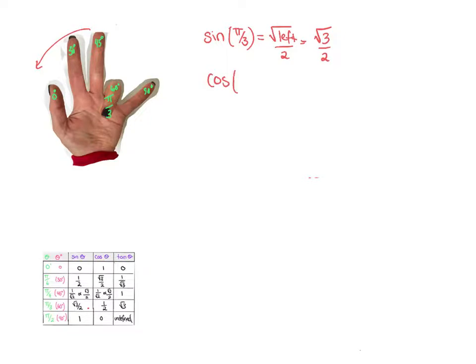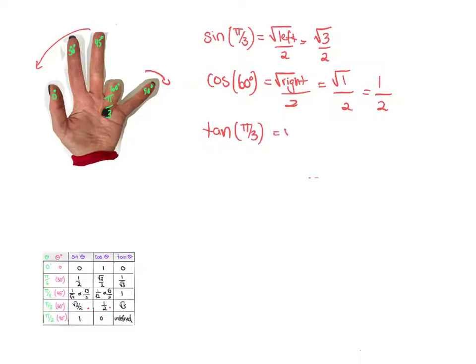So if I do cosine 60 degrees, it'd be the square root of the right over 2. So if I look here to the right, I just have 1 finger, so the square root of 1 over 2, and the square root of 1 is 1, so I get 1 over 2, which is what I get. And then tan pi on 3 is equal to the square root of the left over the square root of the right. So we've got square root 3 fingers to the left and the square root of 1 to the right. So we get square root 3 on 1, which can be written as square root 3.